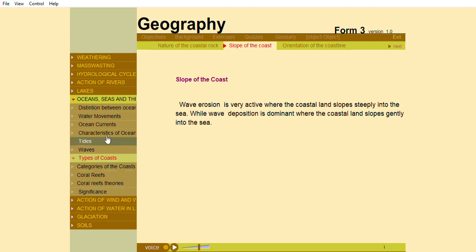Slope of the coast. Wave erosion is very active where the coastal land slopes steeply into the sea, while wave deposition is dominant where the coastal land slopes gently into the sea.